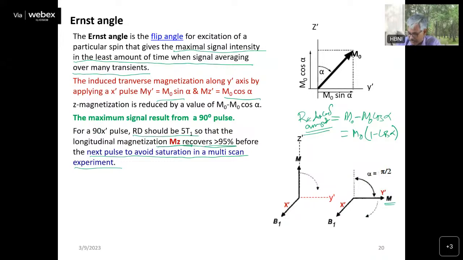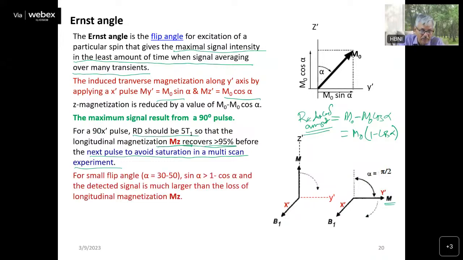But if we use a smaller flip angle, let us say alpha is equal to 30 to 50 degrees, then you will see that sine alpha is greater than 1 minus cos alpha. That is very important. That means with a small flip angle you are getting more magnetization on the y-axis, so you are detecting more signal, and your system goes back quickly to the Z direction.